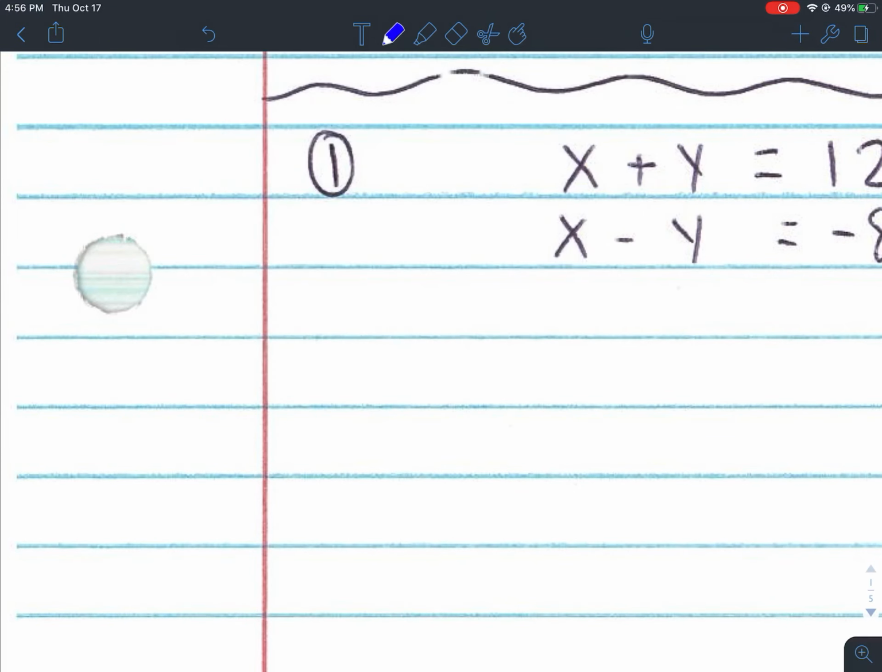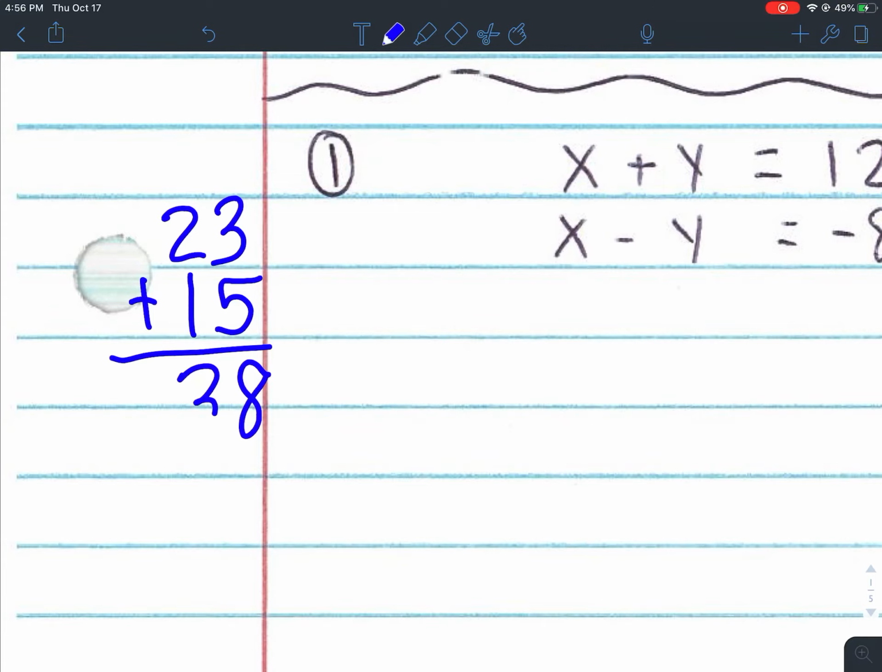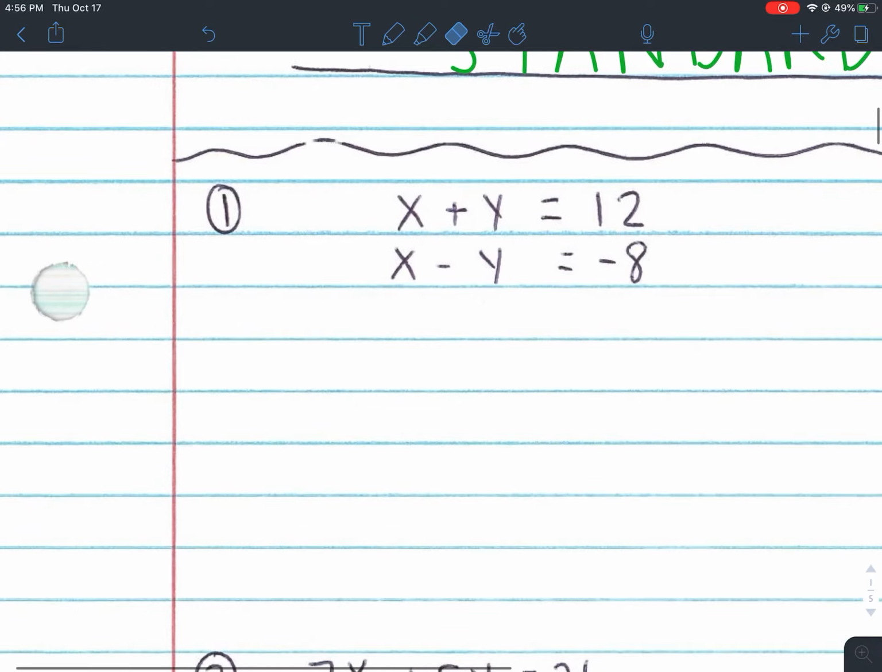I want to bring you back to kindergarten, first grade, when the teacher would ask you 23 plus 15. You remember doing problems like this, and you would add vertically, right? You would do 3 plus 5, you get 8. And then you do 2 plus 1, and you get 3. So you go up and down, you go vertically.